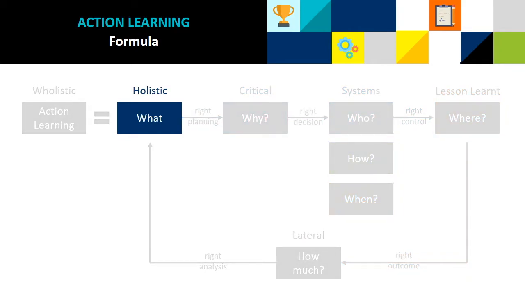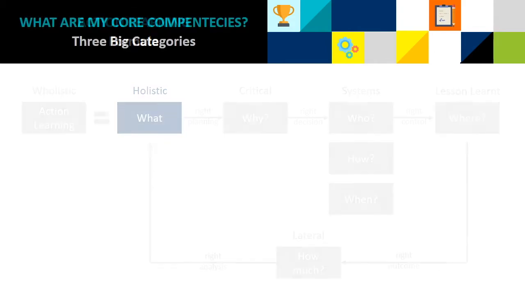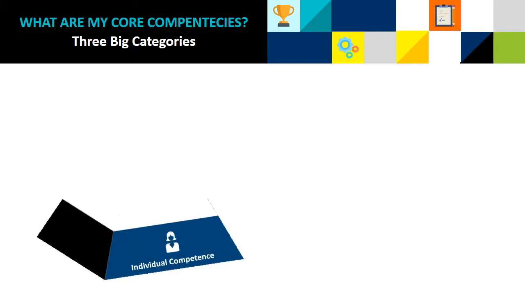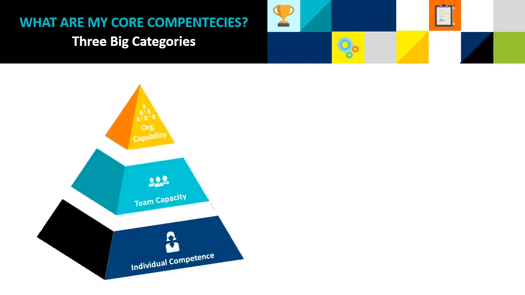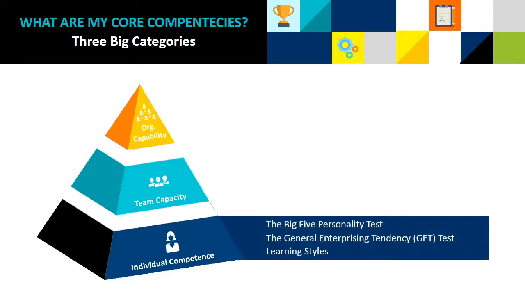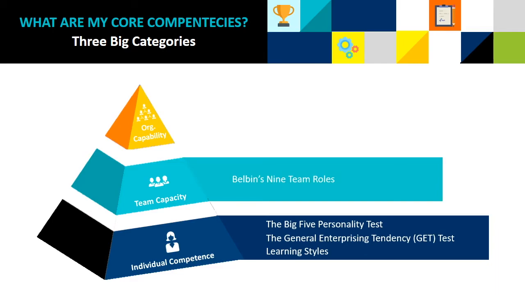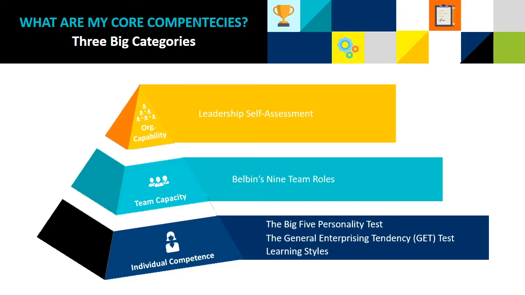To answer this question, I would like to test my core competencies in 3 big categories. The first category is individual competence, the next category is team capacity, and the last category is organizational capability. In individual competence, there are 3 tests: learning styles, the general enterprise tendency or GET test, and the Big 5 personality test. To know my team capacity, I need to use Belbin's 9 team roles, which will assess my capability in working with other people or in a team. In organizational capability, I have to use leadership self-assessment that will show my capability in leading an organization.